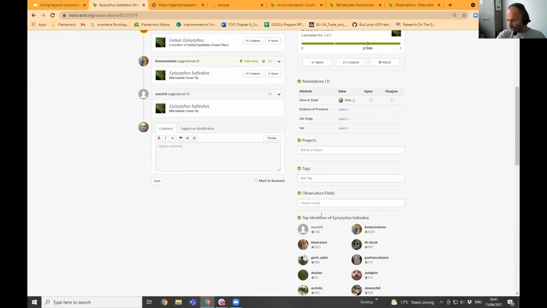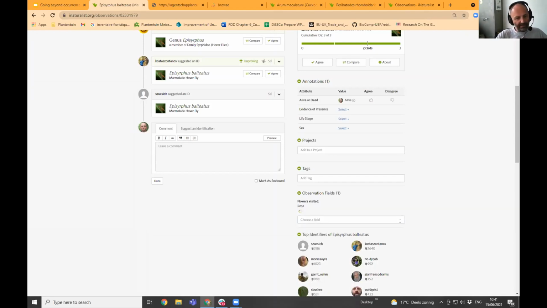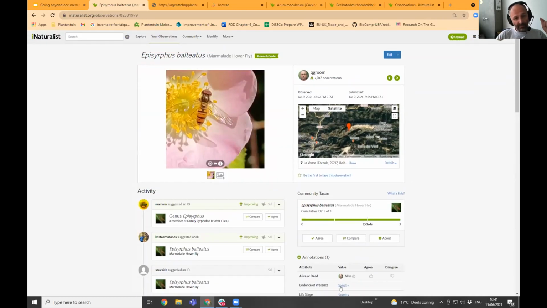And down at the bottom here, it says observation fields, and I can choose flower visited, and I can put in Rosa. And I can add it. And that will sit there and nothing will ever happen to it, except it does get harvested by GloBI. So those data go into GloBI. But if you imagine if every picture of the marmalade hoverfly was annotated like that, you could get all the ranges of flowers that the marmalade hoverfly visits, the times of day that happens, the places where that happens, and be able to compare that with the occurrence of those two different species and things like this.